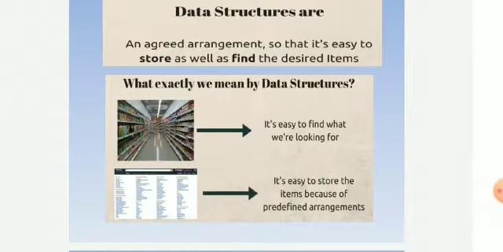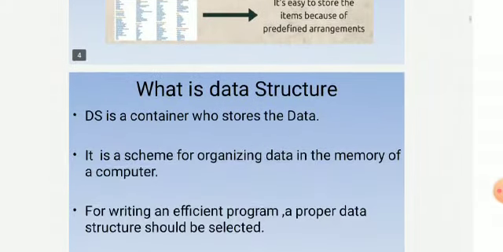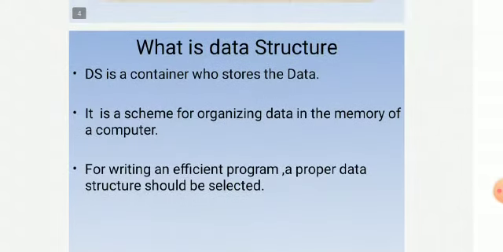Another example is online shopping websites. On those websites also, all the data is stored and then it becomes easy to find out the desired items. So actually a data structure is nothing but a container which stores the data. A data structure is a scheme for organizing the data in the memory of a computer. Where are we going to store the data? We are storing all this data in the computer's memory.